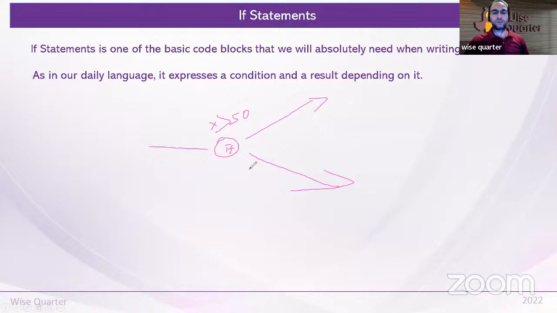If it is false, go that way. If it is true, execute this code. That's all. The logic is like this. When you want to create a fork like this in your coding, if you want to execute different code in different situations, you should use if statements.